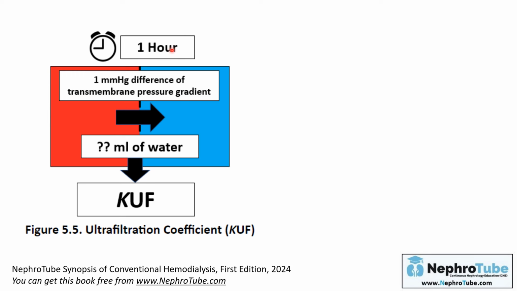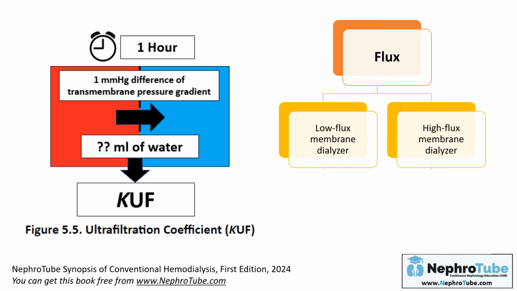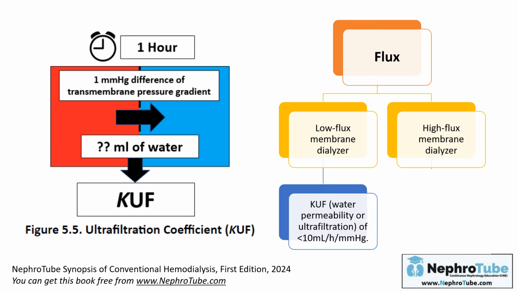Again, the ultrafiltration coefficient is the measure of the volume of water that can move from the blood compartment to the dialysate compartment across the semi-permeable membrane for each 1 millimeter mercury difference of the transmembrane pressure in 1 hour. So the ultrafiltration coefficient is related to water movement. And according to ultrafiltration coefficient, we divide our dialyzers into low flux dialyzers and high flux dialyzers.